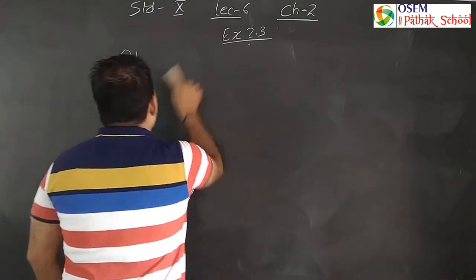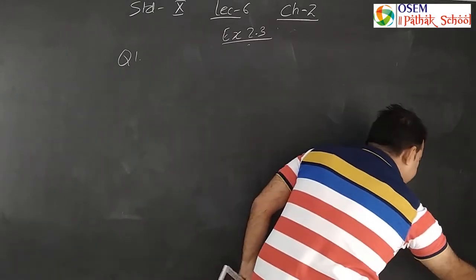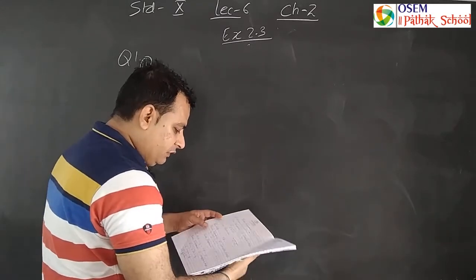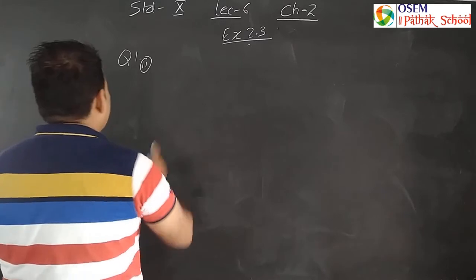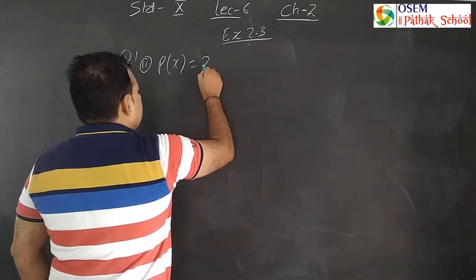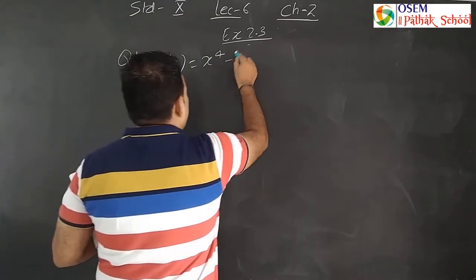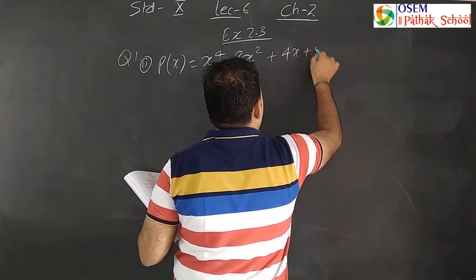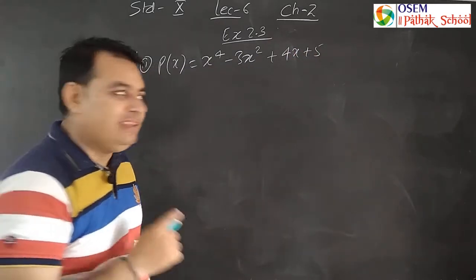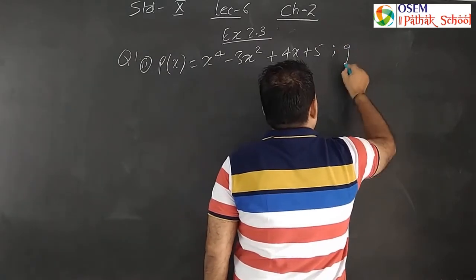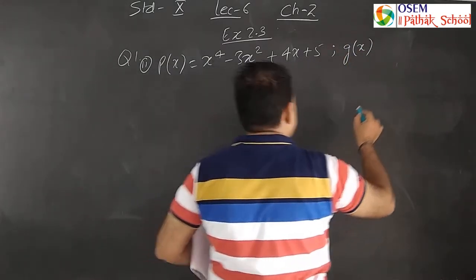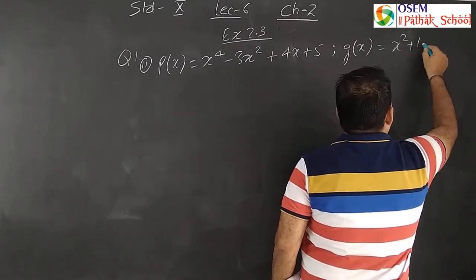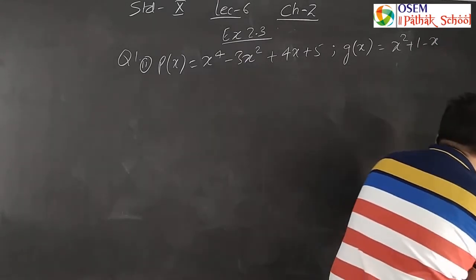Now question number 2, what is the question over here? The second question is: P of x is being given to you, x^4 minus 3x square plus 4x plus 5. You are being given P of x, that is the dividend. G of x is x square plus 1 minus x. So this is being given to you as g of x.